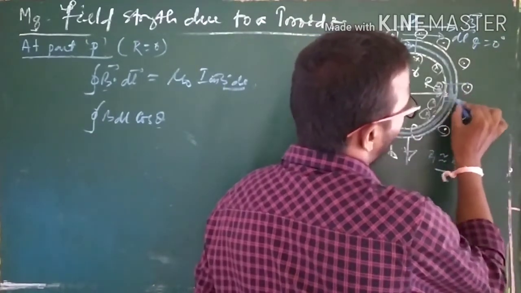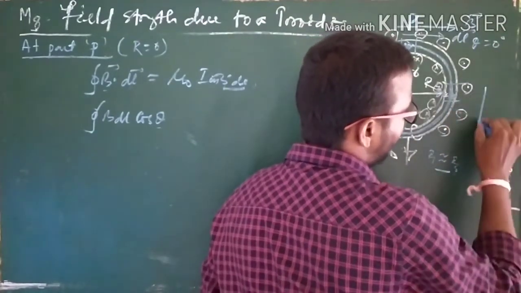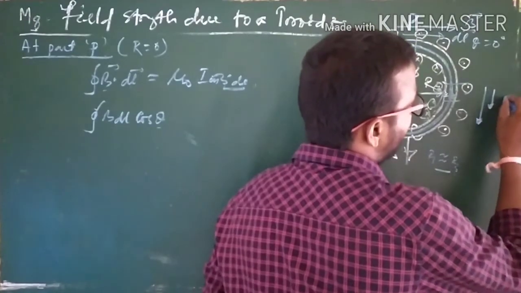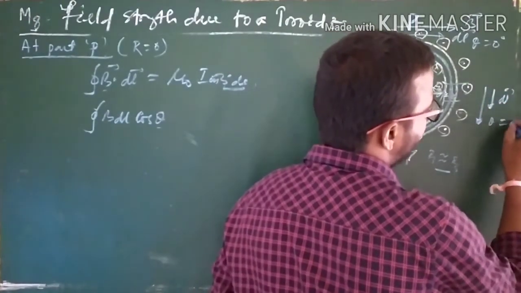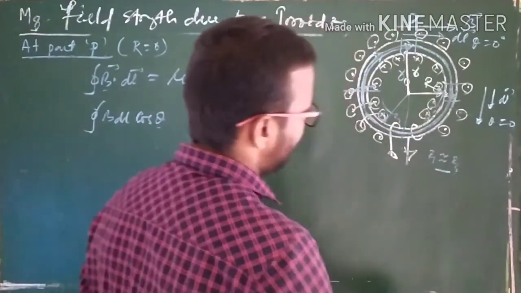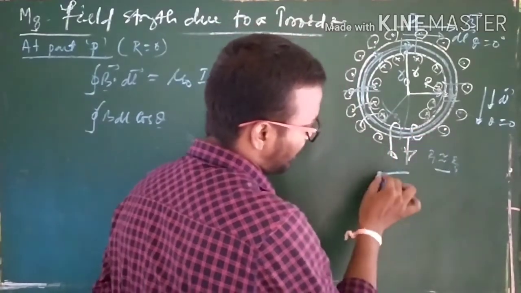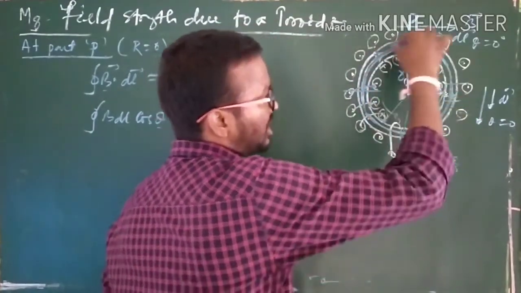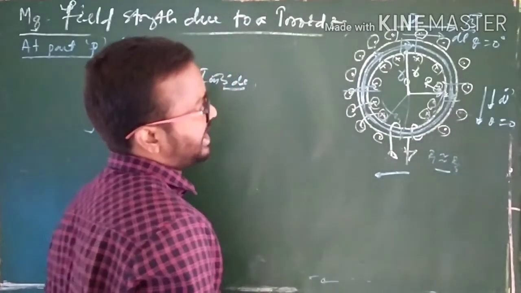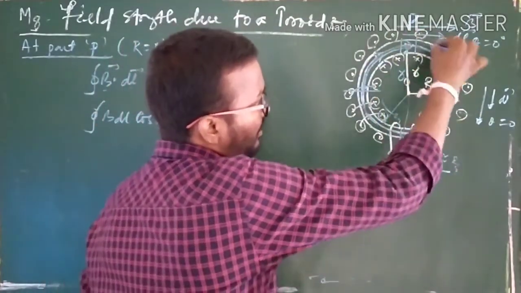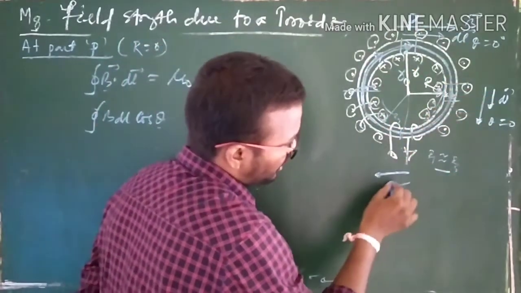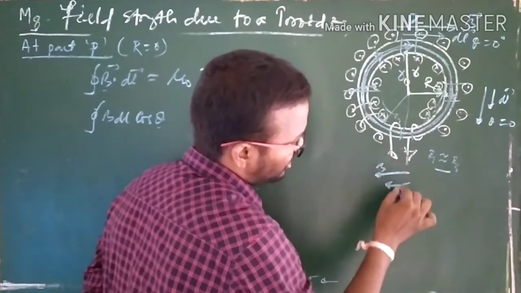If you choose another point here, then this is the direction of the magnetic field and this is the direction of the dl element. So theta is also 0 degrees. If you choose another point here, then this is the direction of the magnetic field inside the toroid, and this is also the direction of the Amperian loop. So this is the direction of B and this is the direction of dl.